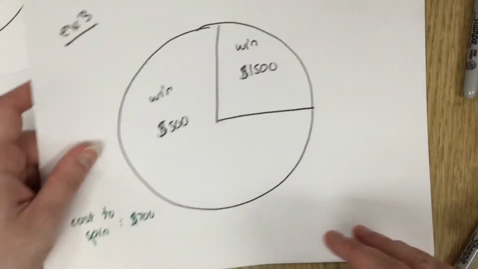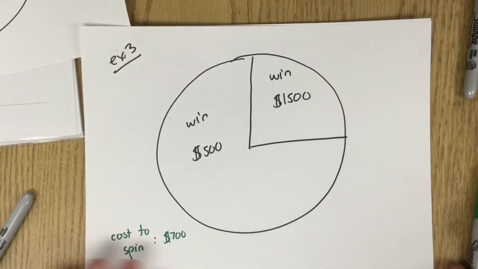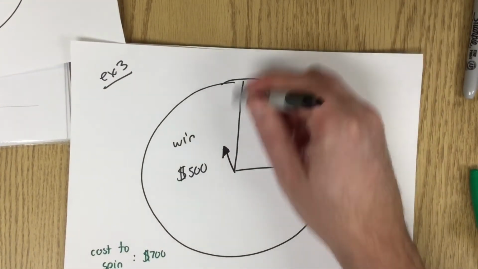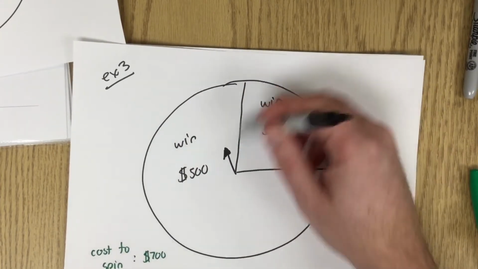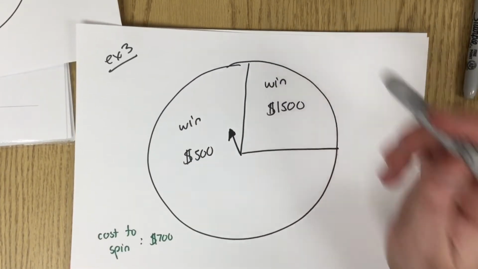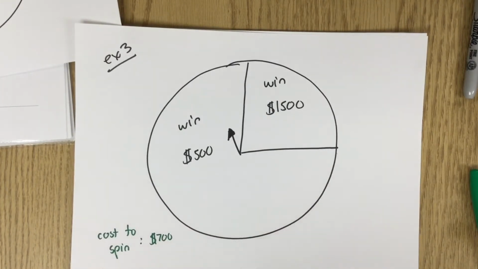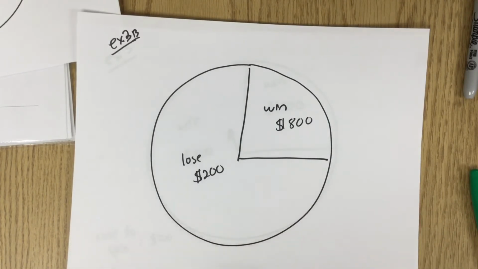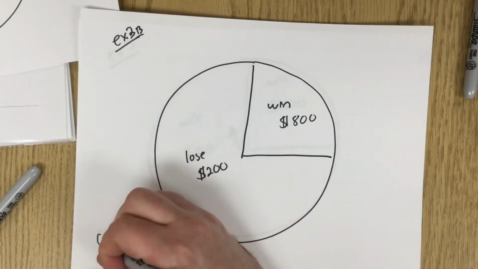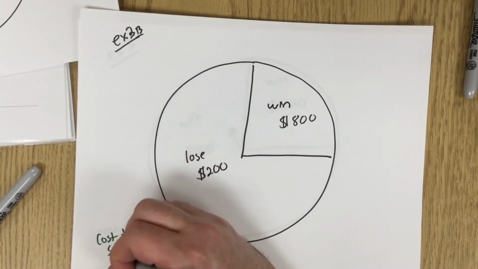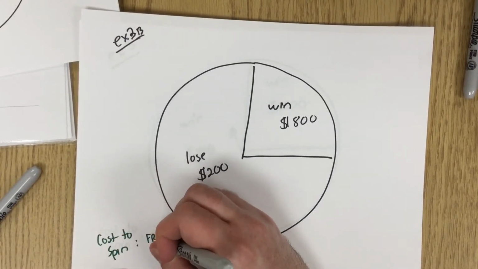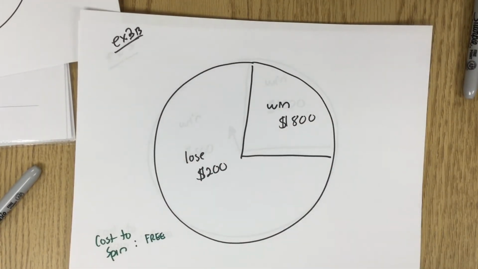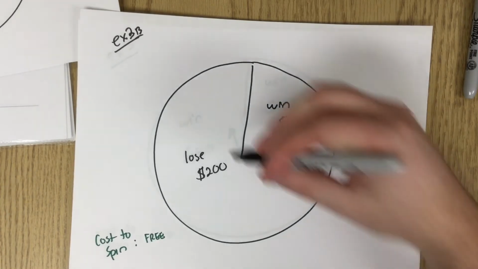And the last kind of wheel to consider is number 3. So that one, if it lands in any of this area, we win $50. If it lands here, we win $1,500. Much sweeter. But this wheel costs $700 to spin, which means in our alternative free version of it, I forgot to mark it down, but if the cost to spin was free, if we land here, we lose $200, and if we land here, we would win $800. So would you spin this wheel?